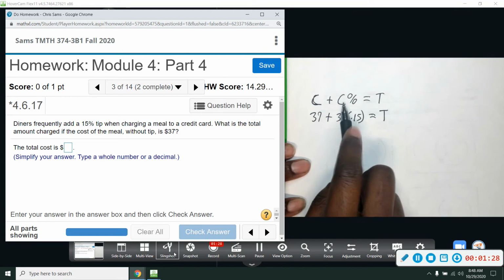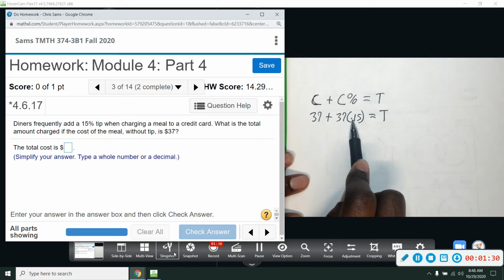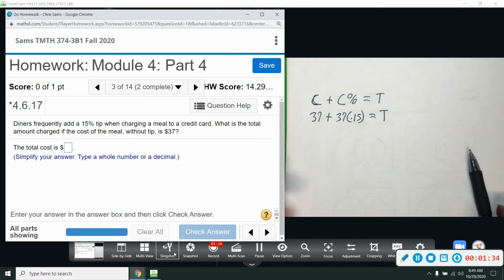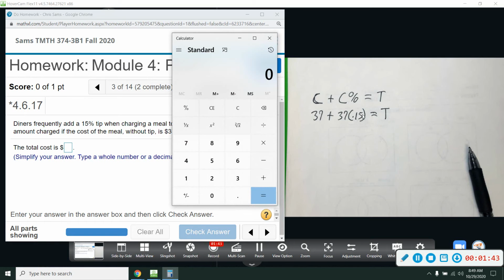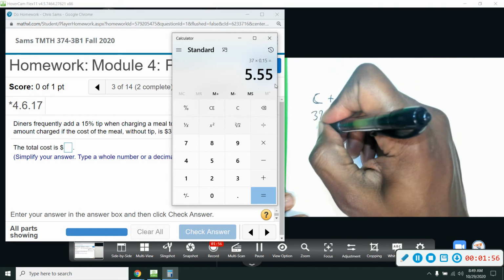So we're still multiplying something times that percentage, but it's a little bit different in the fact that you have to add it to that total cost here. So let's find out what that tip would be. So I'm going to do this 37 times 0.15 first. Use my keypad. So that gives us that we're going to leave a $5.55 tip, or that's what's going to be charged to the credit card.